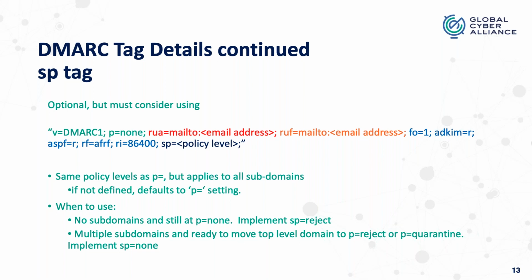So what are the different policy levels for the SP tag? It's the same as the P tag. It could be SP equals none, SP equals quarantine, or SP equals reject. So when should you consider using this? If you know for a fact you do not have any subdomains, and your top level domain is still at P equals none while you're still reviewing reports to make sure SPF, DKIM, alignment, all those things are working, put in SP equals reject. Why? Because at this point, you're preventing spammers and phishers from using a subdomain version of your domain.